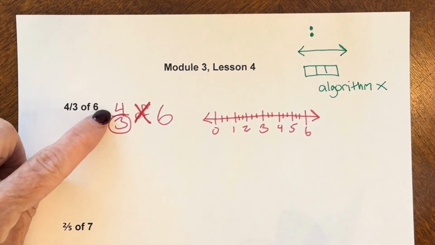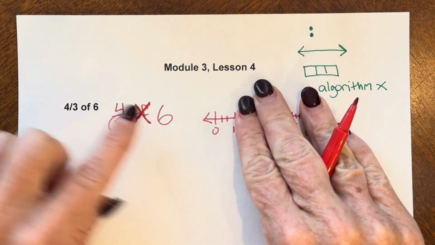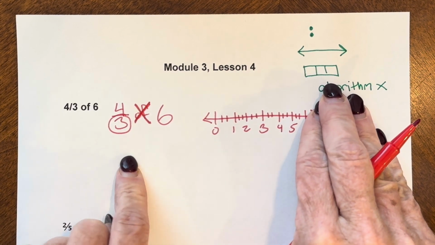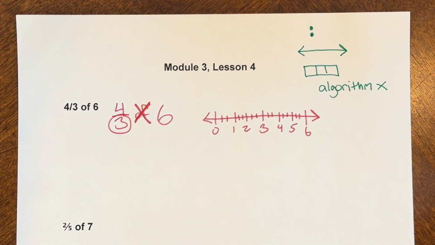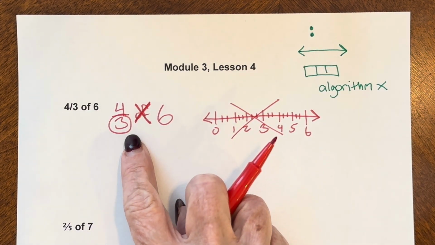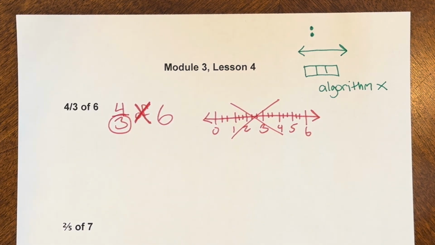But then here's my problem. For each one, I need to shade in 4, but I only have 3 for each whole. So each problem does not work for each method. So a number line method would not work for this problem. And the reason it's not going to work is because this is a greater than 1 fraction.